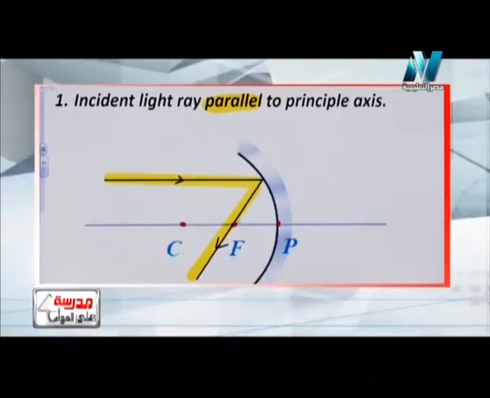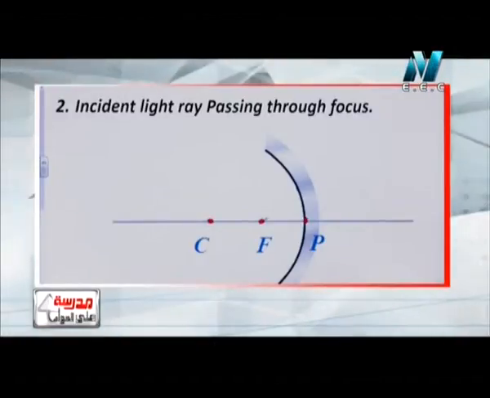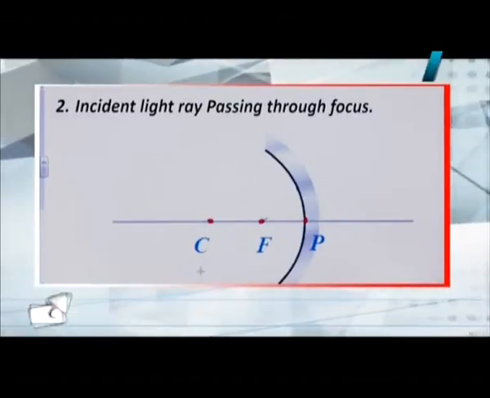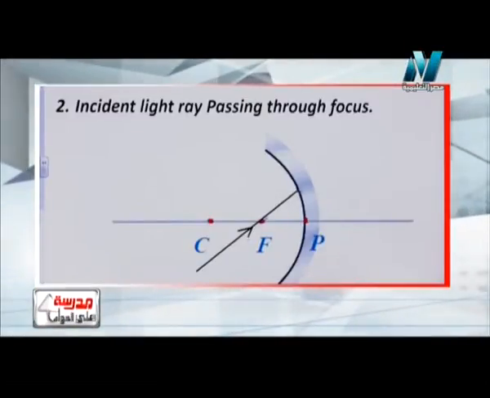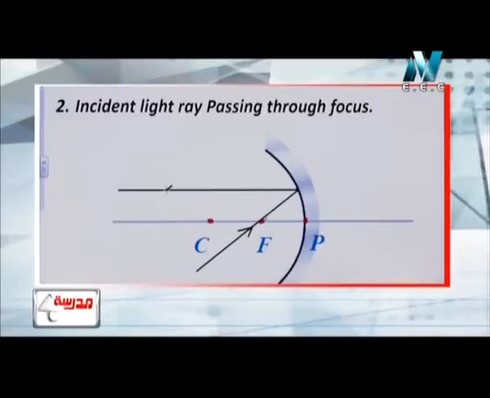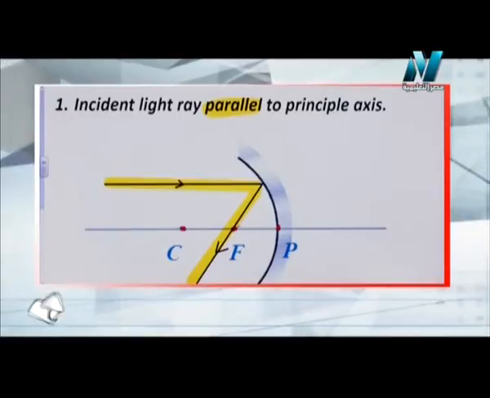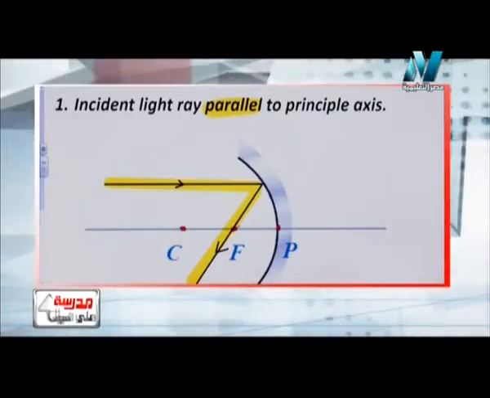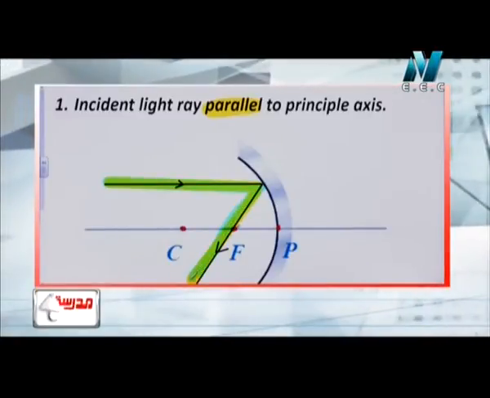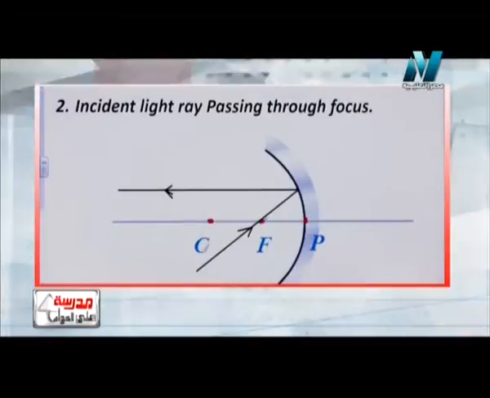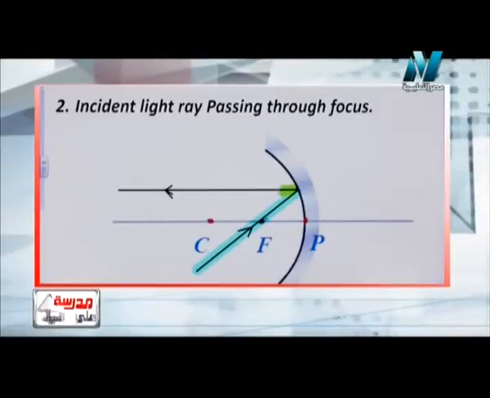Rule number one. Rule number two says, if the light ray passes through the focus, as the opposite of rule number one, the light ray will pass through focus like that. So the light ray reflects parallel to the principal axis. How can we differentiate? If the light ray falls parallel to the principal axis, it reflects through focus. But if the light ray passes through focus, it will reflect parallel to the principal axis.